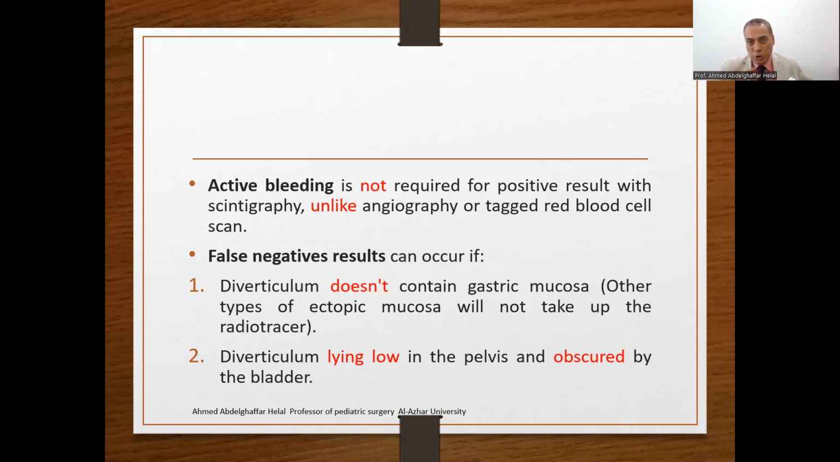These are other modalities used for the diagnosis of lower gastrointestinal bleeding. False negative results: false negative means wrong negative. If the diverticulum doesn't contain gastric mucosa, other types will not take up the radiotracer, so it will be a negative test. The diverticulum lying low in the pelvis and obstructed by the bladder sometimes does not appear. So the test may be false negative, or wrong negative, meaning that the diverticulum is present, however, it may not contain ectopic mucosa, or sometimes may be present low in the pelvis obstructed by the bladder.